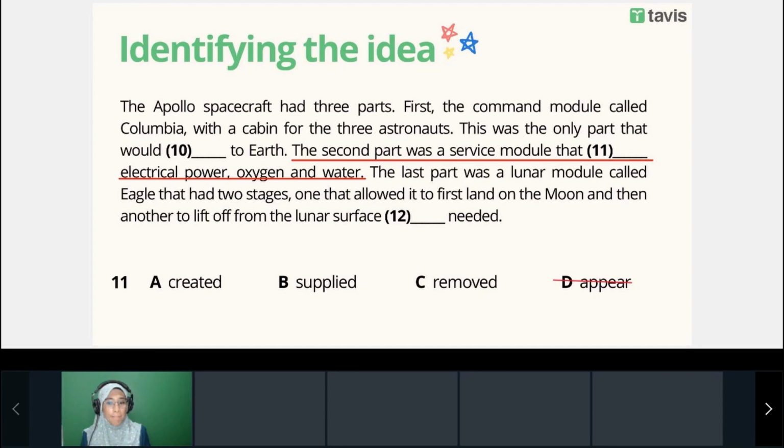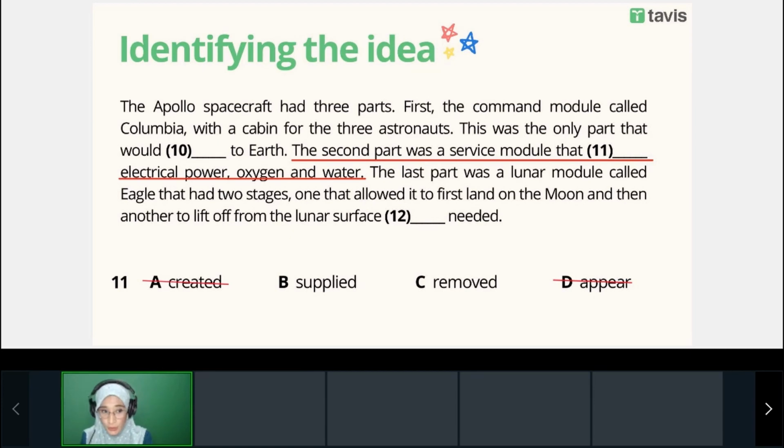What do you think? Anybody? If you say created, I wouldn't think so. When something is created, something is made from these. I don't think so. So I would just remove A. So you are now left with B and C. So is it supplying the only part?